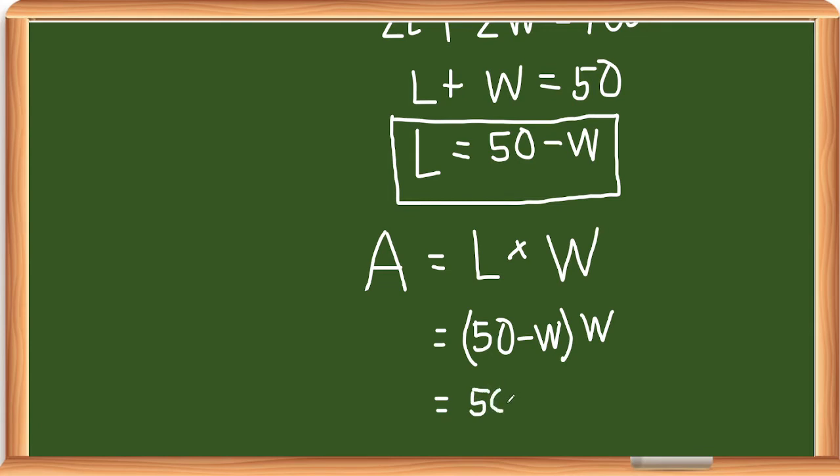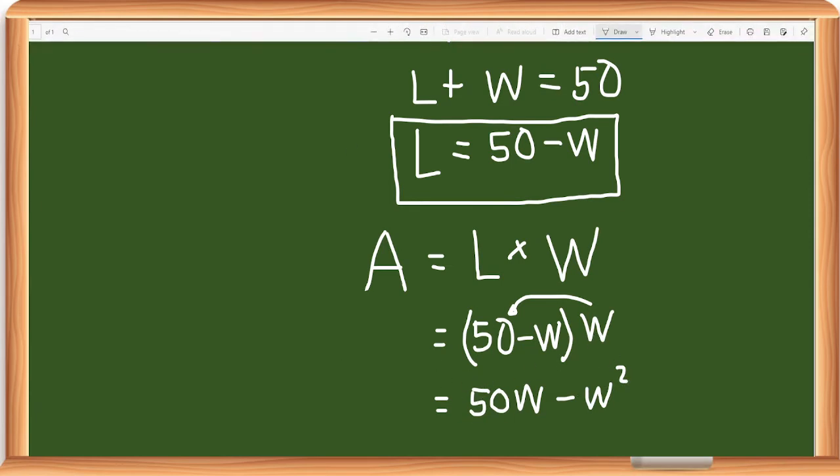50W, multiply mo yan, ano? Distributive property of multiplication. So, we have 50W and then multiply mo to. W times W is W squared. So, that is minus W squared. Okay, so pagpalitan natin yung ano, no? Yung kanyang para maging standard form, no?